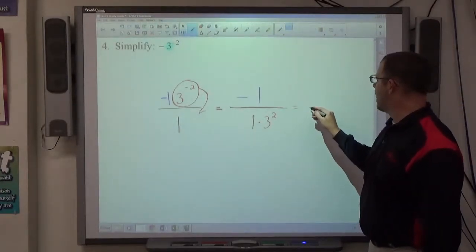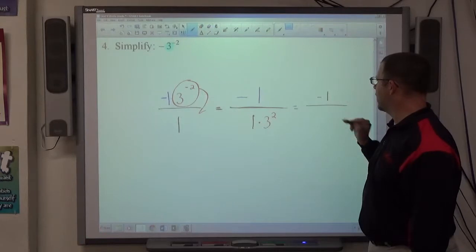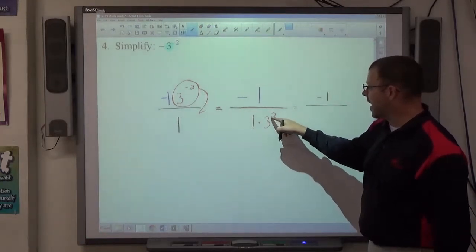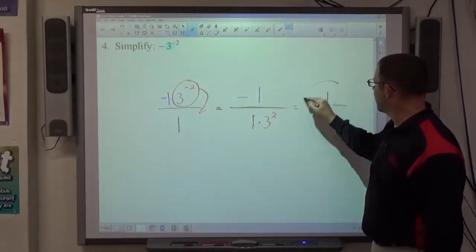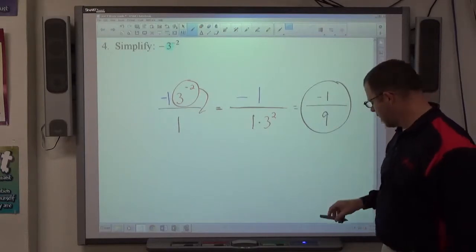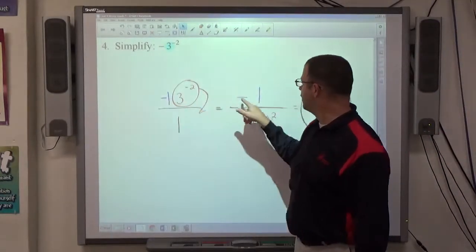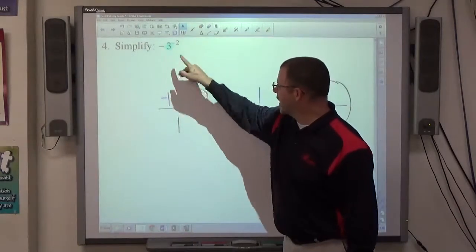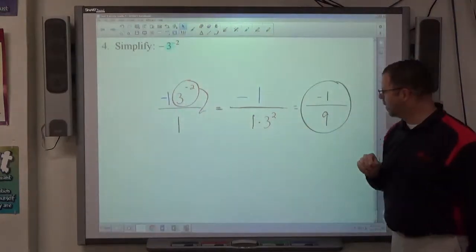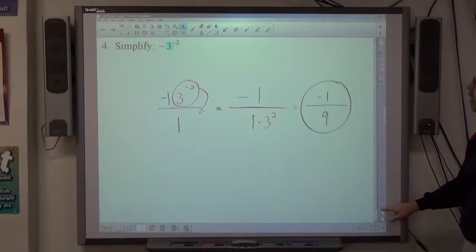All I have to do is evaluate this. Negative 1 can't be made any simpler. 3 squared, which is 9, times 1 is equal to 9, so negative 1/9 is the answer. Negative powers do not make negative numbers. The minus sign is making it negative. The 3 to the negative second actually makes the fraction happen, so be careful of that with negative powers.